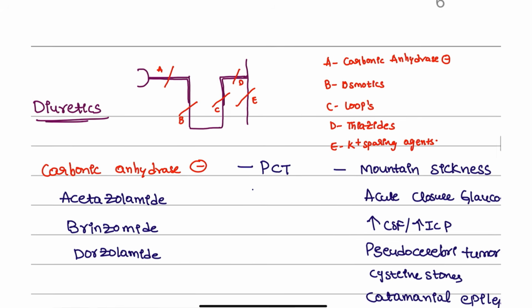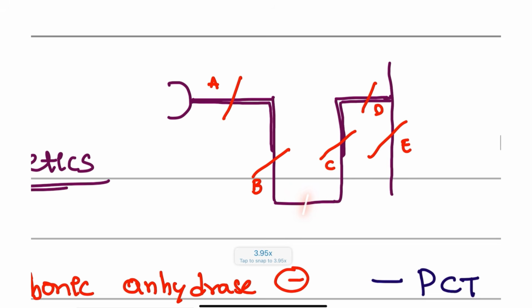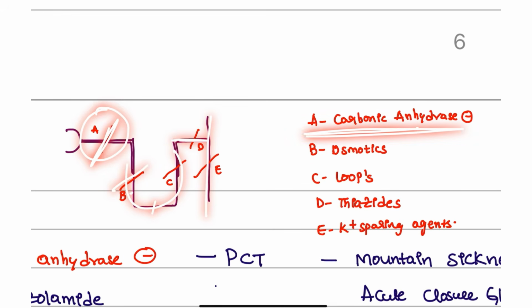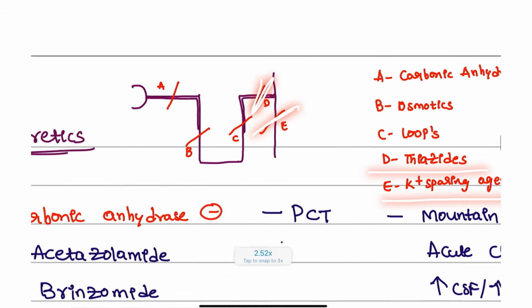Next, moving on to another topic, diuretics. In the diuretics, we all know this classification: proximal convoluted tubule, loop of Henle, distal convoluted tubule and collecting duct. Here we are going to have what drugs, guys? Here you can see carbonic anhydrase inhibitors. In the loop of Henle, osmotics, and in the thick ascending limb, loop diuretics. In the distal convoluted tubule, thiazides, and in the collecting tubule, potassium sparing agents.